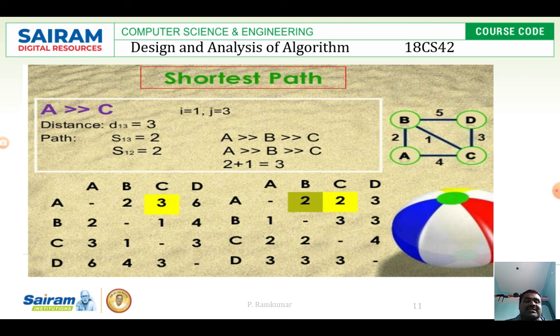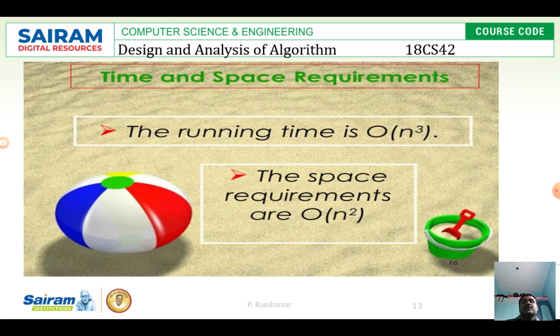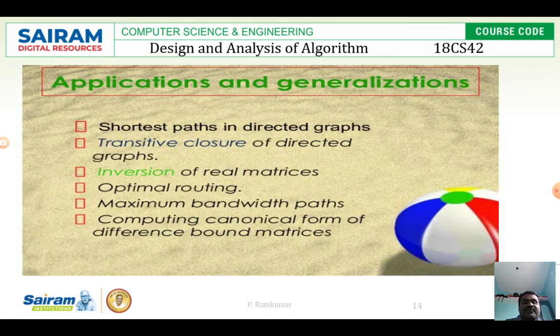In the D4 matrix I have to choose the 4th row and 4th column of the previous matrix and paste them over here. Then for computation of the shortest route I have to apply the transitive rule to find the shortest distance. When we think about time as well as space complexity, the time complexity will be order of n cube, and the space complexity will be order of n square.